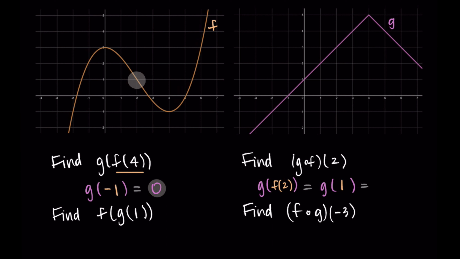So I go over to the graph of g. I'm going to use the input of 1 and see what the corresponding output is. There is a point at 1, 2, and so 2 is that output. So 2 is our solution.